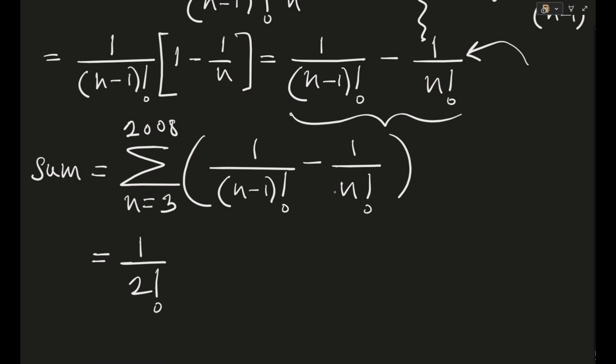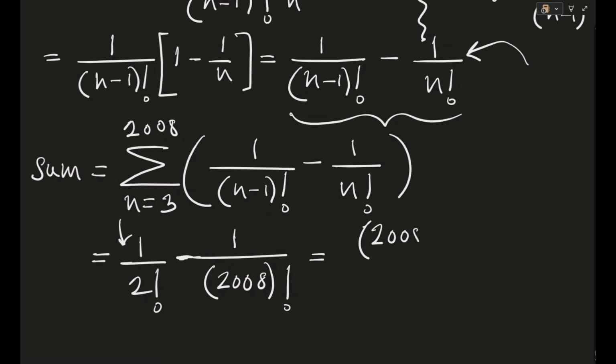So if the second term from the first pair is getting cancelled, it means the terms that will remain will be the first term from the first pair and the last term from the last pair. So 1 by 2008 factorial. Okay, this is the minus, just see this. So I guess this is the final answer for this question, guys.